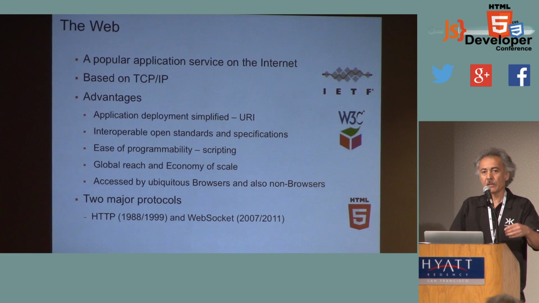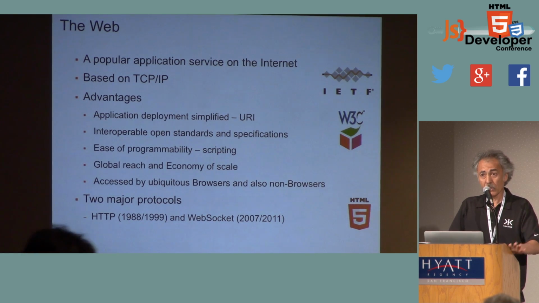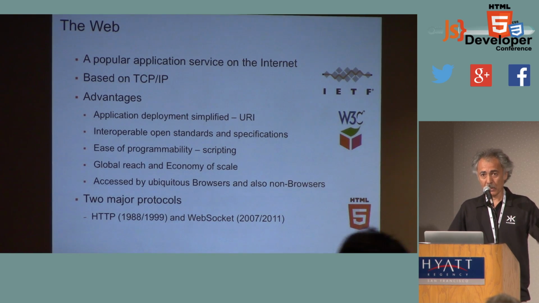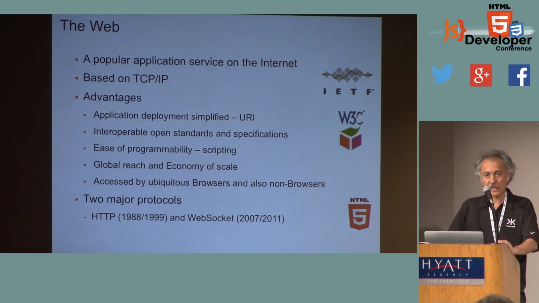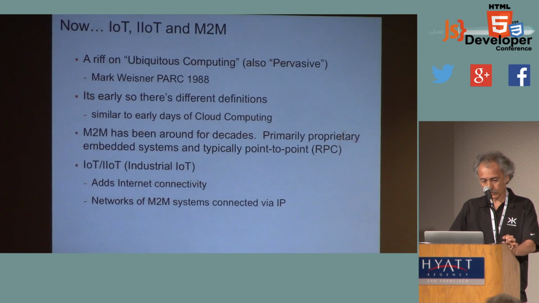Okay, we've learned that deployment is ultra simple, right? All the managers on the planet, when the web came along in the mid-90s, they said, I can now deploy applications by giving somebody a URI, right? And I'm done. That was phenomenal. So we have instant deployment. We have all kinds of open standards and specs. It makes it easy for all of us to do programming, whether it's in JavaScript or another scripting language. It allows us to leverage economies of scale. There's all kinds of benefits for using the web. And again, there's two protocols for the web.